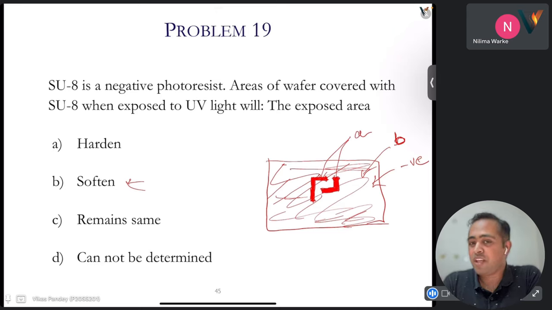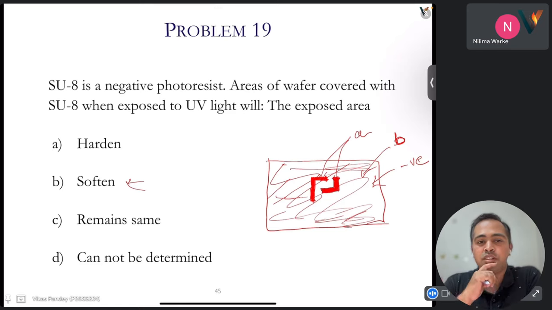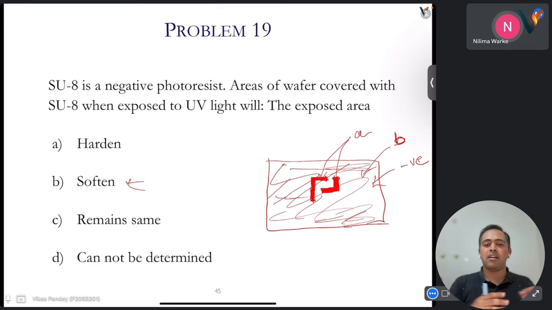Let's discuss first: is area A exposed or B exposed? It's a negative photoresist. Let's forget the mask part. First, when we are exposing it, this area A is covered and we are putting light over it. So which area is exposed, A or B? B will be, because A is covered, right? Yes. So B is the exposed area.